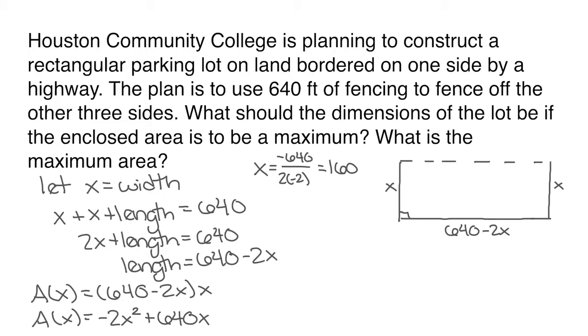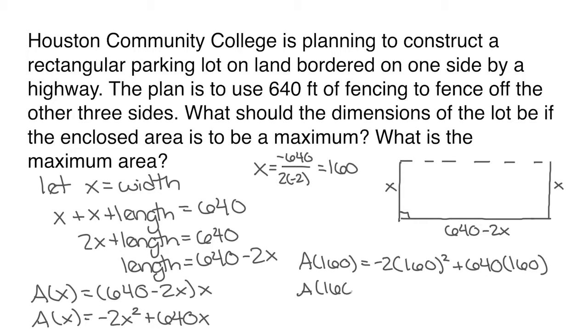So we want to find the function evaluated at that vertex. So we need to find A of 160. A of 160 is equal to negative 2 times 160 squared plus 640 times 160. Simplifying, A of 160 is equal to 51,200.